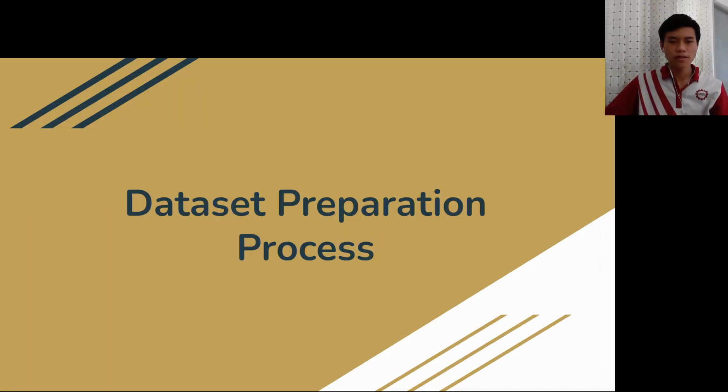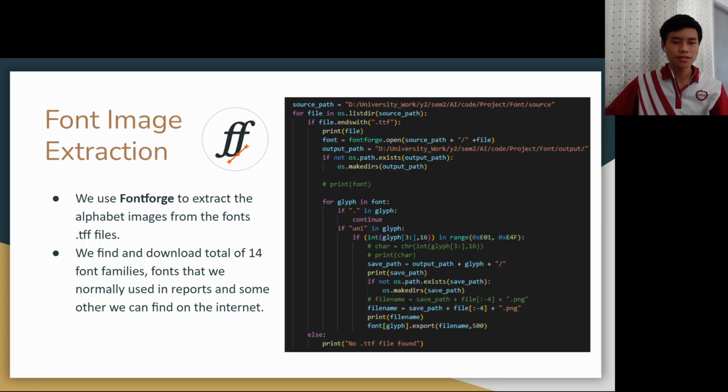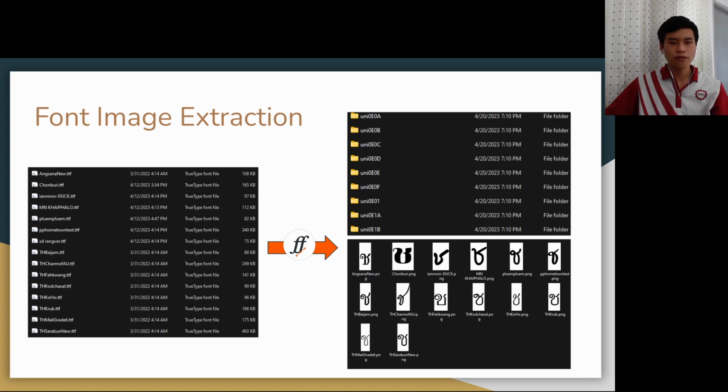First, let's talk about the dataset preparation process. For the font image extraction, we will use FontForge to extract the alphabet images from the font TTF files, and we have a total of 14 font families. These fonts are normally used in reports, and some others we can find on the internet. And here is the font image extraction.